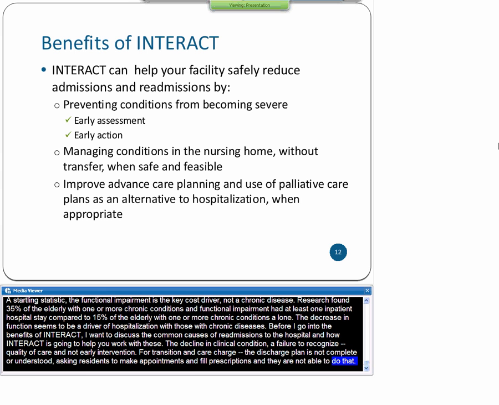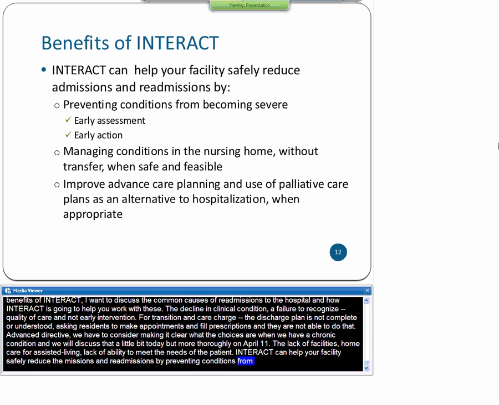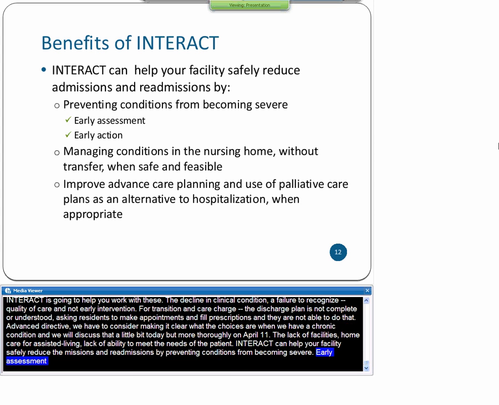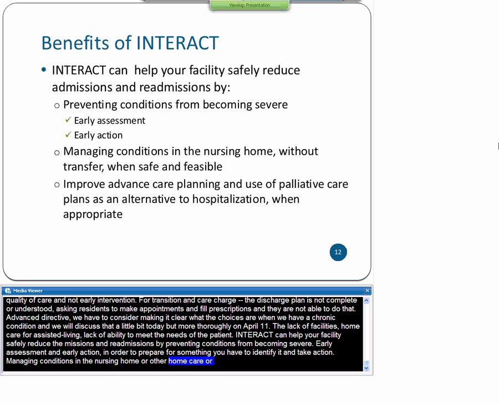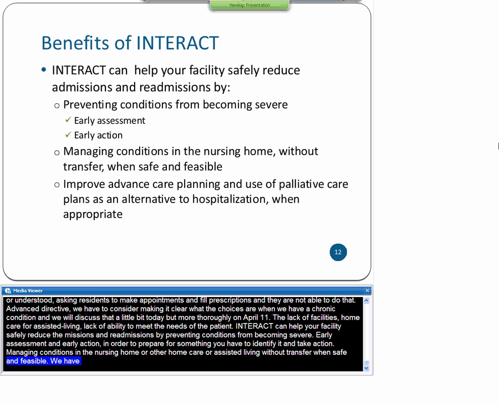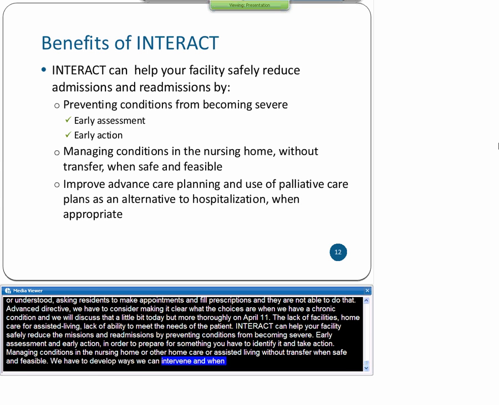Interact can help your facility safely reduce admissions and readmissions by preventing conditions from becoming severe, early assessment, and early action. In order to care for something, you have to identify it first and then take action. Managing conditions in the nursing home or other home care or assisted living without transfer when safe and feasible. We all have to develop ways that we can intervene in the acute condition when it is safe to keep the resident where they are. Improve advanced care planning and use of palliative care plans as an alternative.